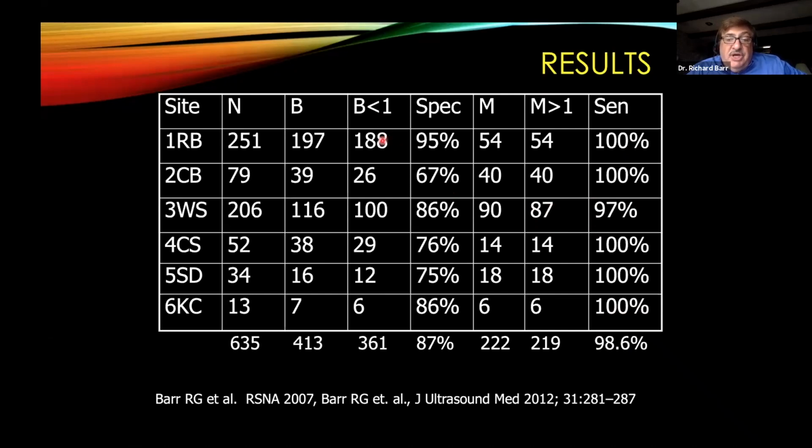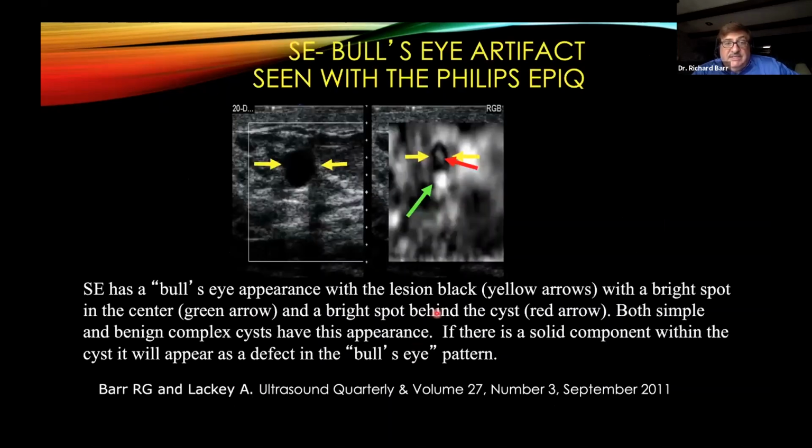If we look at the benign lesions, you can see the specificity ranged from 67 to 95%, an overall 87%, which is quite good. Now, I will tell you that this study was done before we really understood pre-compression, which we're going to talk about, and I think that was the reason why there's such variability between sites in this study. But again, overall, this technique is very robust.